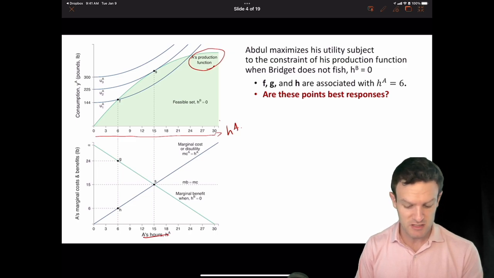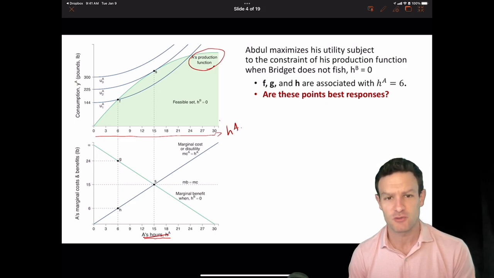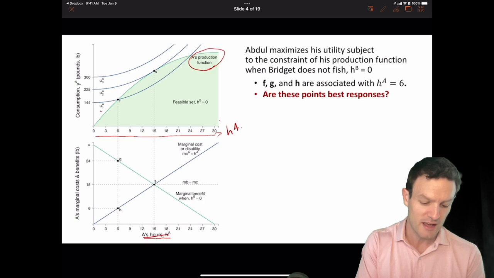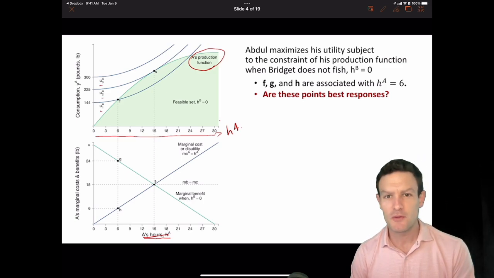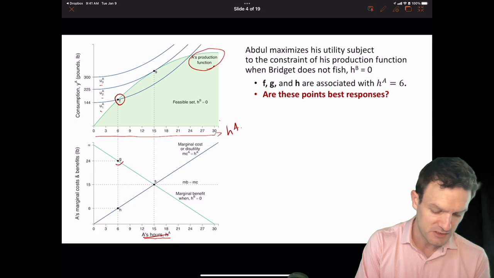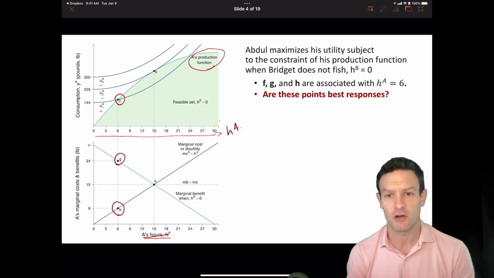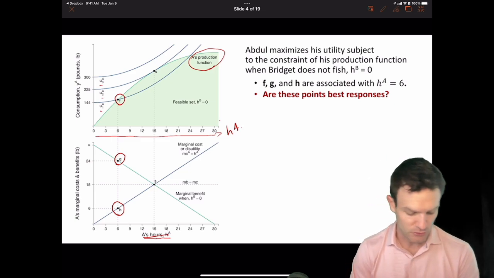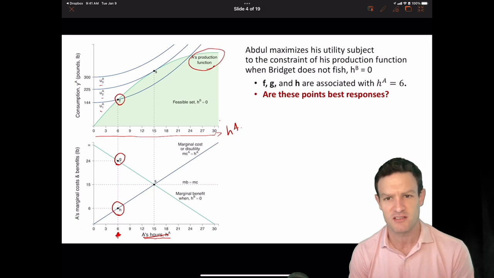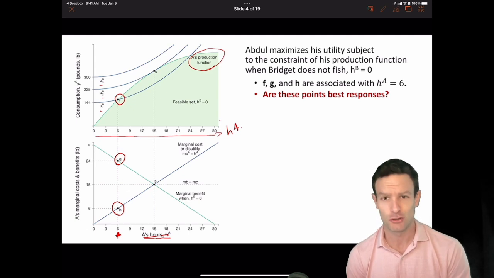So when we think about that, we've got his hours over here on the x-axis, and we've got a couple different things that we can look at. So the first thing is that we have three indifference curves for Abdul, U1A, U2A, and U3A. So when we think about this, we now are going to think about three different points: point F, point G, and point H. We want to understand for ourselves these points are associated with him fishing for 6 hours. We can see that because it's associated with this 6 on the x-axis in both cases. And we want to understand whether those are best responses for Abdul when Bridget fishes 0 hours.